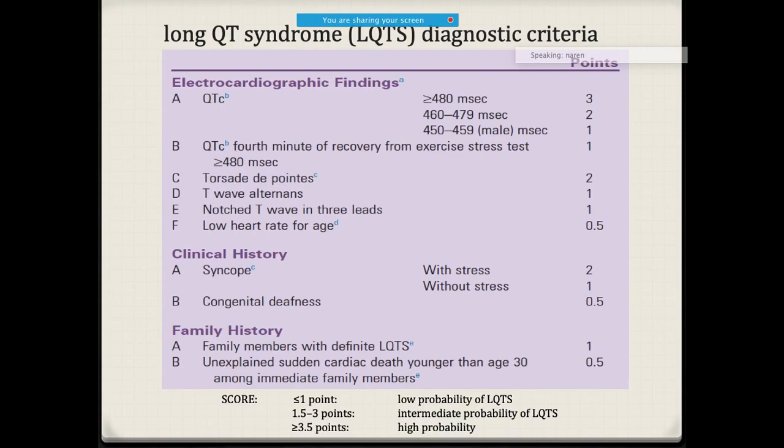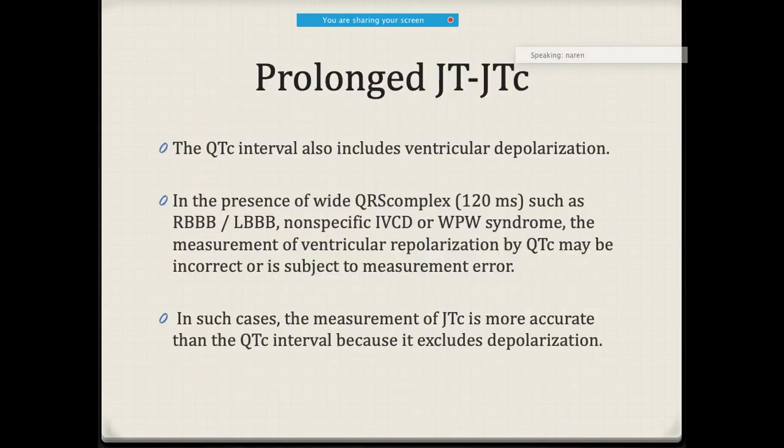T-wave alternans, you can give 1 point. And if there is a notched T-wave in 3 leads, again 1. Similarly, if there is a low heart rate for age, you give 0.5. If someone has a clinical history of syncope, with stress you give 2, without stress it is 1. Similarly, if someone has a positive family history of prolonged QT, you give a score of 1.